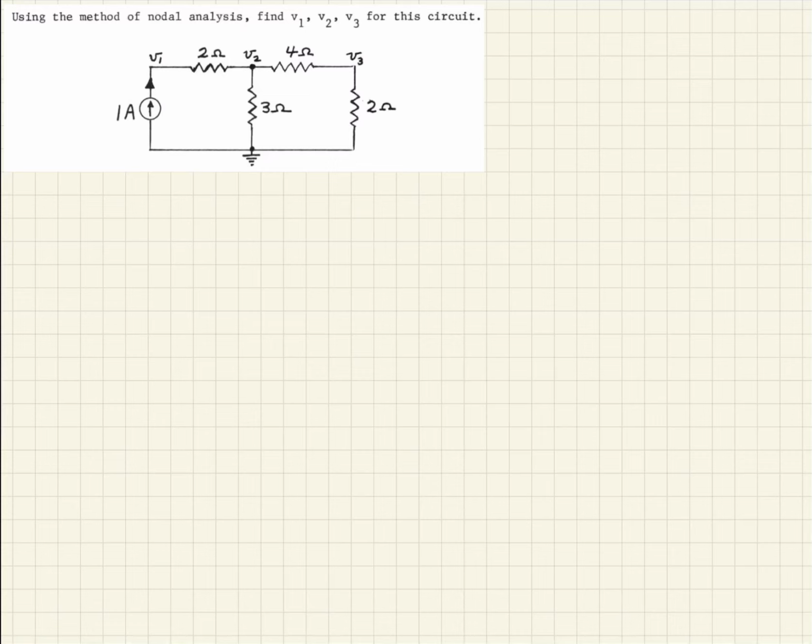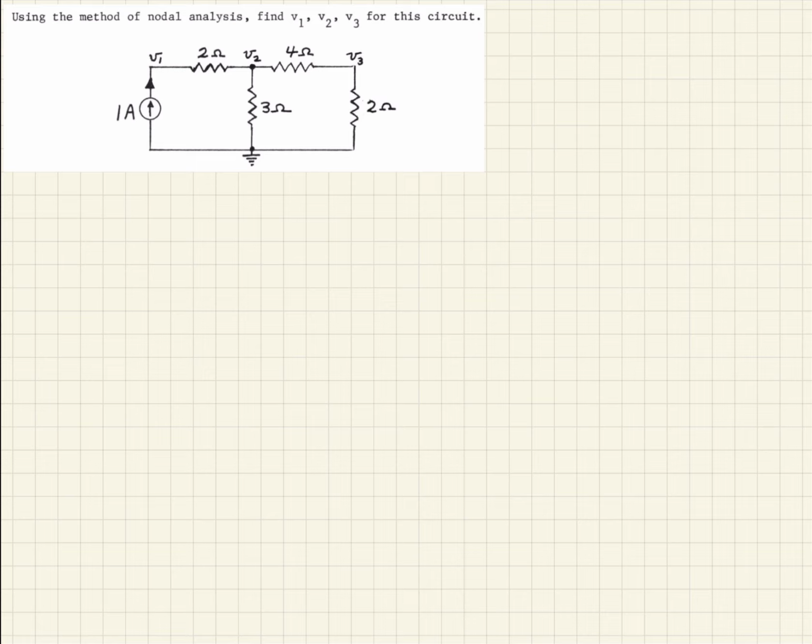Here's another quick example showing how to apply nodal analysis. In this exercise, they're asking us to find the voltages at 3 nodes. So that'll be V1, V2, and V3. Here we would just set up our system of equations and then solve for that. So let's see how we do that.